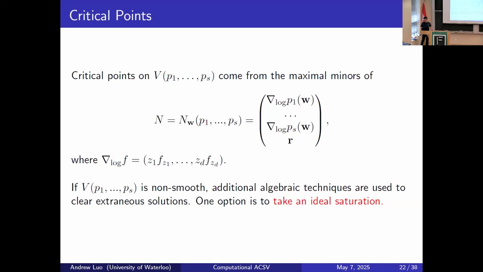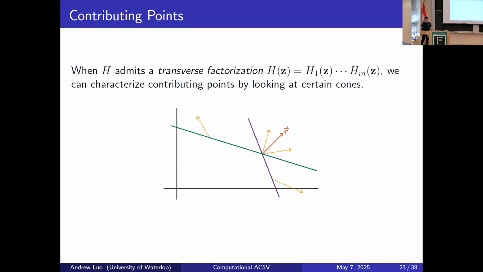So one way you can get rid of them is by taking an ideal saturation, or you can use other methods like maybe an equidimensional decomposition to then clear out these extraneous solutions. But there is one special case where we don't actually need to do any of that, which is when we have something called a transverse factorization. So H has a transverse factorization if we can factor it in such a way that whenever any of the factors simultaneously vanish, they will have linearly independent gradients.